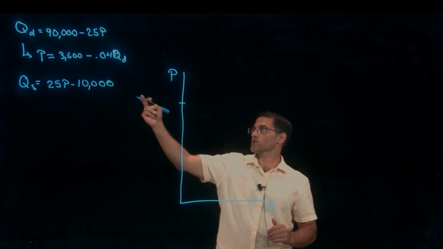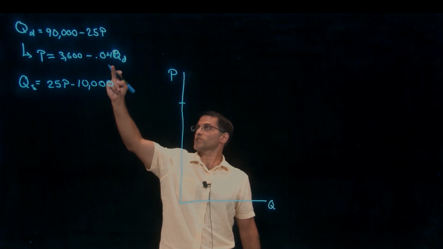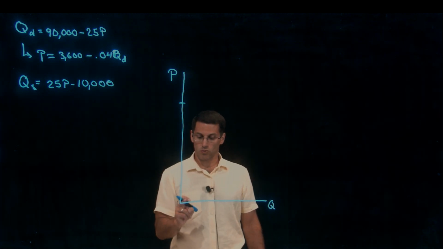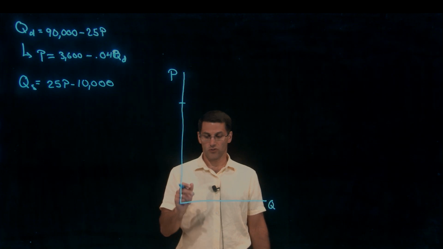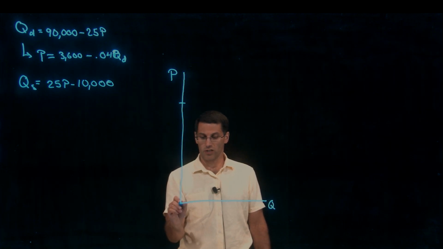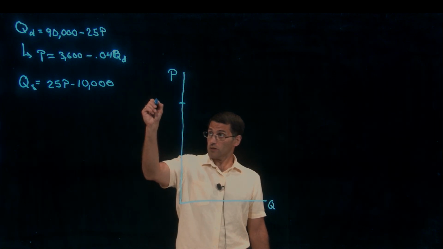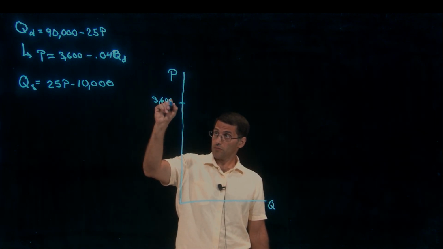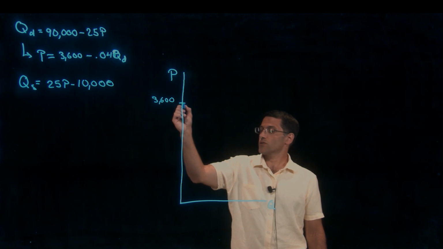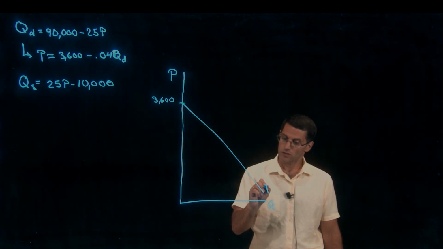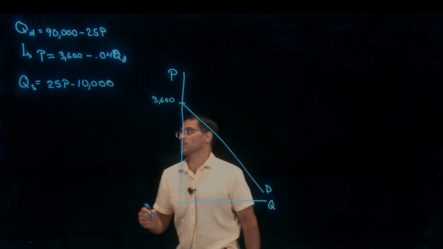And so here we have our demand curve. You can imagine if you set your quantity demanded to 0, that's what puts you on the y-intercept. A quantity demanded of 0 is right here. And at that quantity, what would your price be? Well, it would be 3,600. So your demand curve starts at 3,600, downward sloping. We'll do the same thing with our supply function.